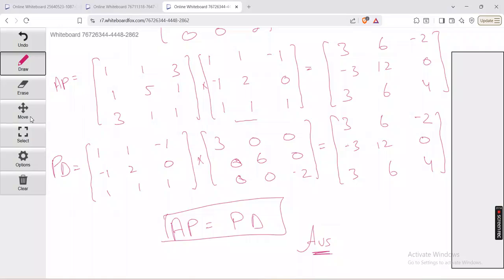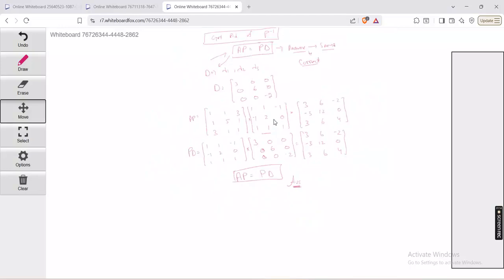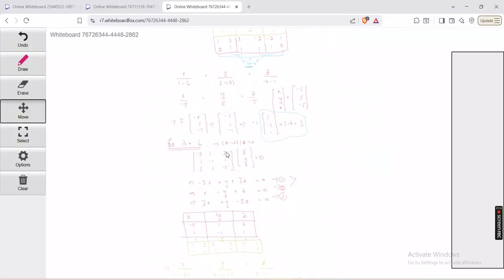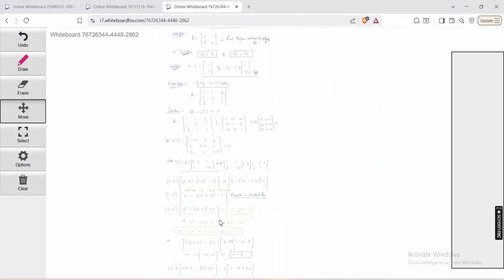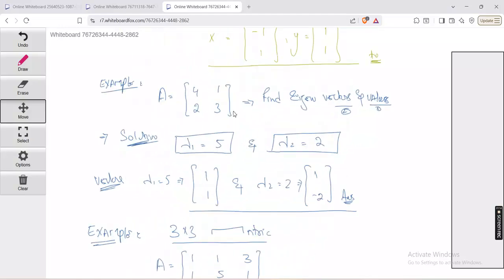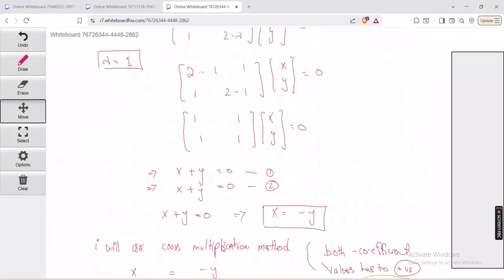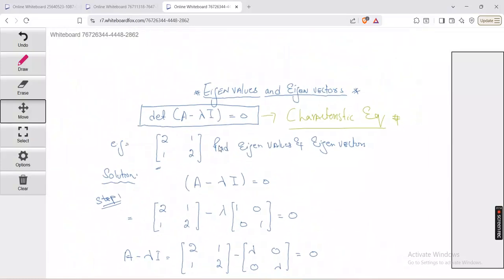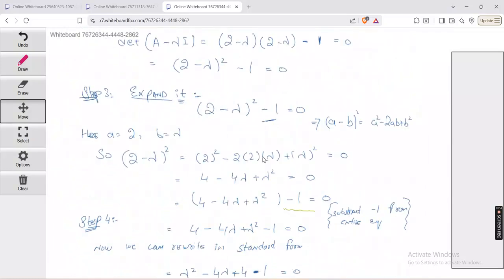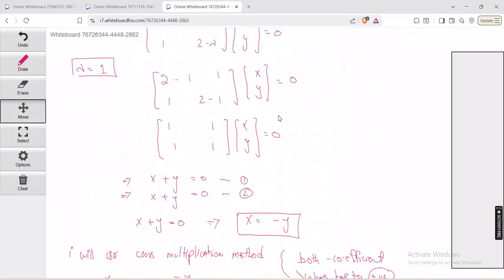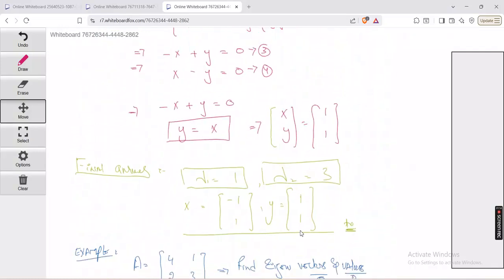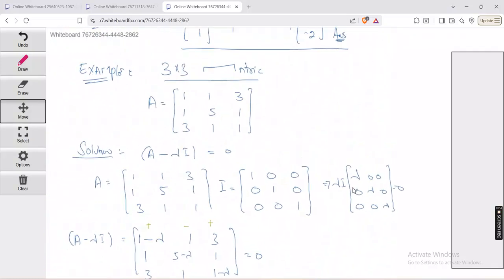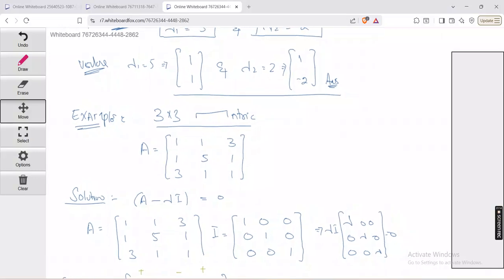Did you get my point? Okay, let's start from the beginning so you will not get confused. Yes, it's a lengthy question. It takes time. But you need to practice a lot so you can solve it easily.